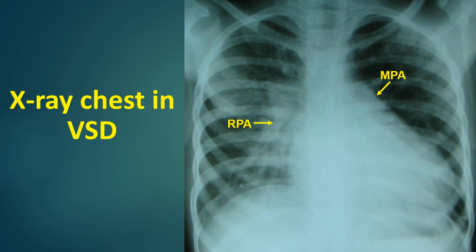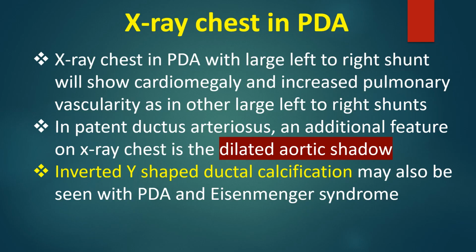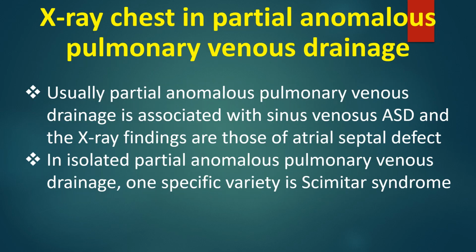This child ideally needs cardiac catheterization for evaluation of shunt and pulmonary vascular resistance and its reversibility to decide on surgical option. X-ray chest in PDA with large left-to-right shunt will show cardiomegaly and increased pulmonary vascularity as in other large left-right shunts. In PDA, an additional feature on X-ray chest is the dilated aortic shadow. Inverted Y-shaped ductal calcification may also be seen with PDA and Eisenmenger syndrome.